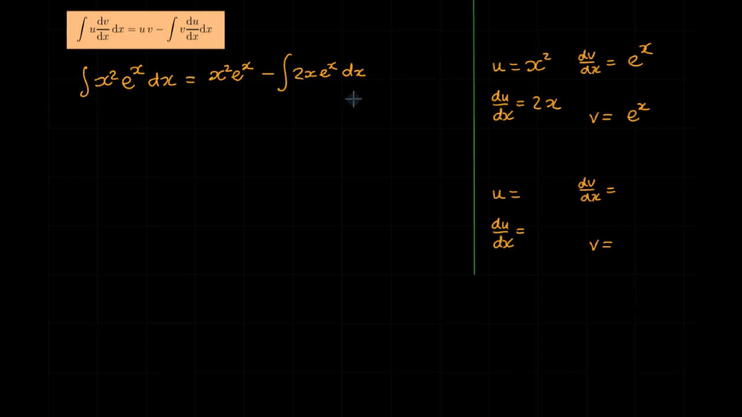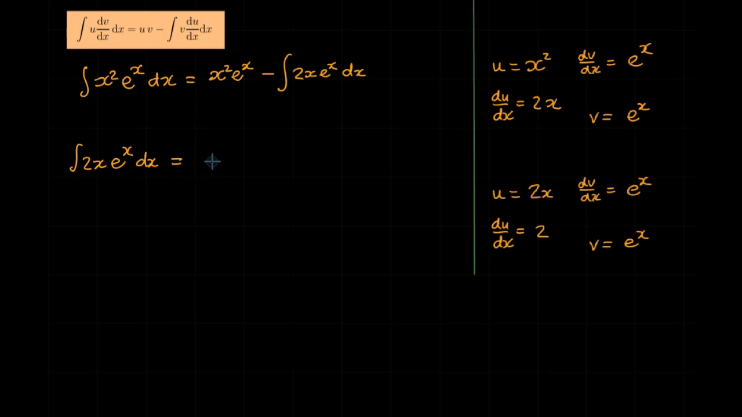Okay, so let's move on from there. We now need to integrate 2x e to the x. So let's do that. 2x e to the x dx. Well, we're going to let u equal 2x again, and then it differentiates to 2, which is nice and simple. And dv by dx is e to the x, and so we integrate that, and we also get e to the x.